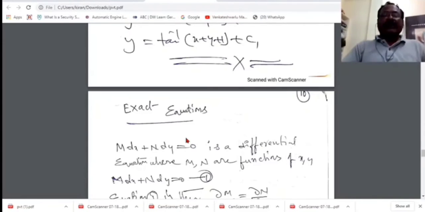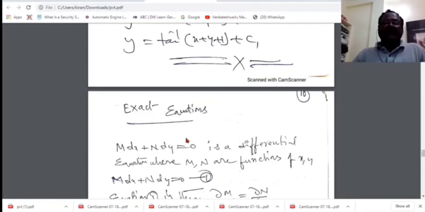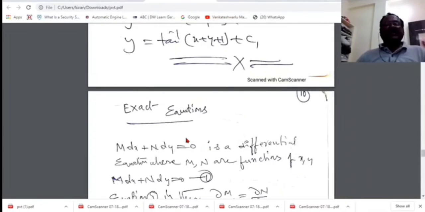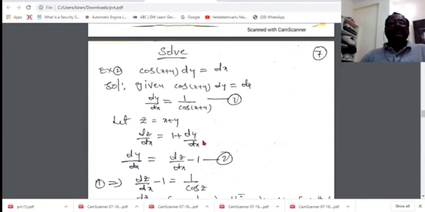Now, for differential equations of first order and first degree, the first method, variable and separable, is over. Some were solved by the substitution method, reducible to variable and separable. The second method is exact differential equations.